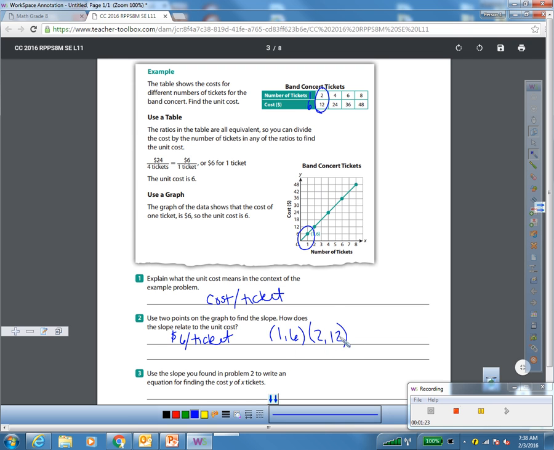And you would show that by using your slope formula here. So you'd have 12 minus 6, second y minus the first one, over 2 minus 1, which would give you 6 over 1, so $6 per ticket. Use the slope you found in problem 2, so right here, to write an equation. So that means that the cost of tickets would be $6 times however many tickets you were buying.